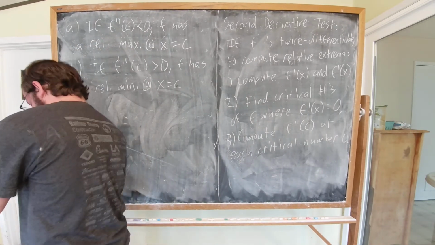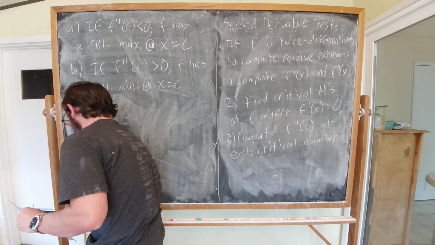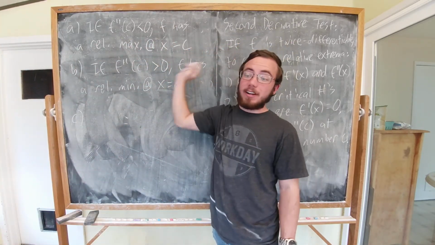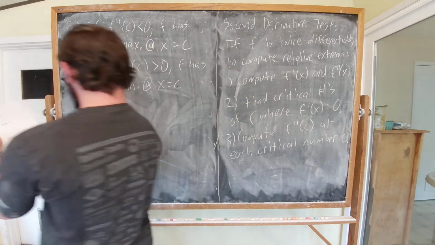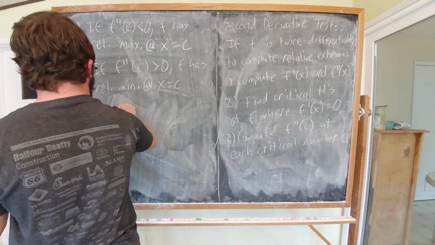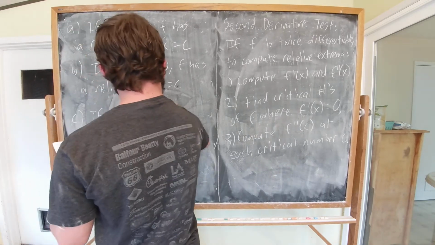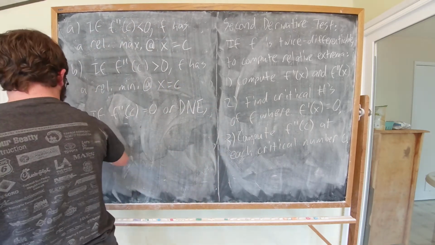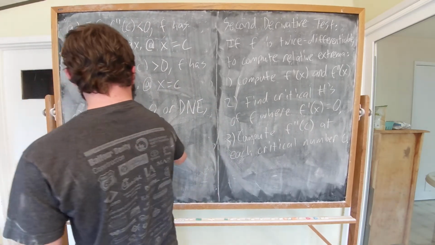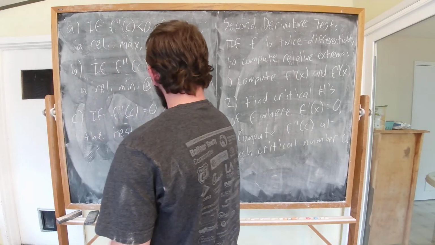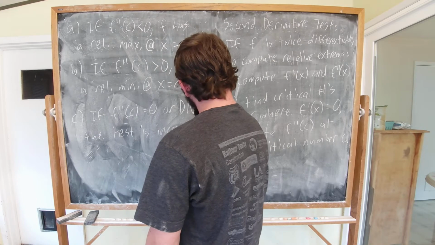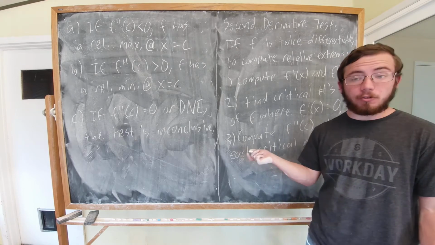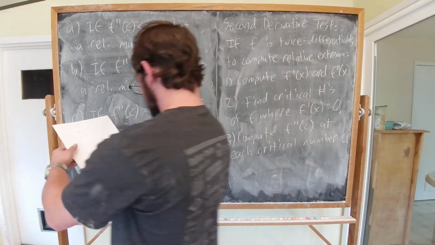But you get a third thing as well. Well, you don't get a third thing, but there's a third case that can happen, right? If the second derivative is neither negative or positive and it's just 0, or doesn't exist, the test is inconclusive. You don't know either way. It could be either. So, what do you do? You resort to the first derivative test.